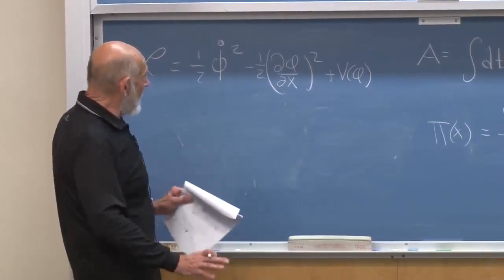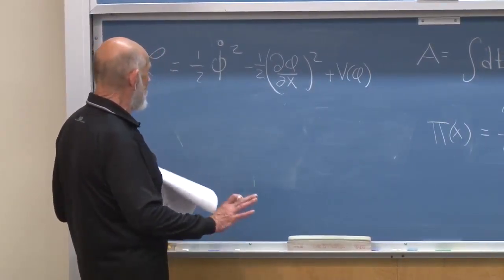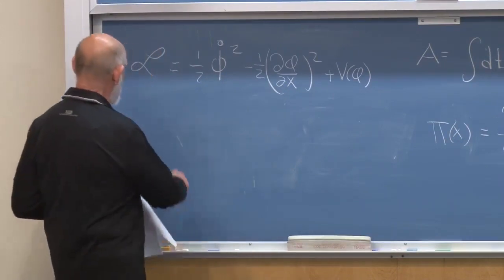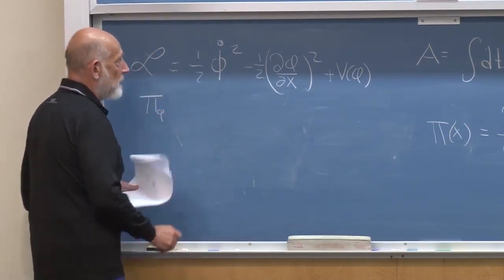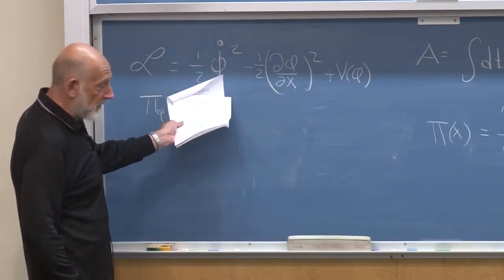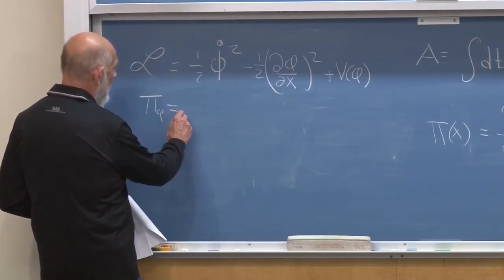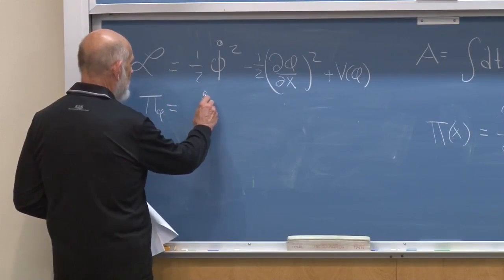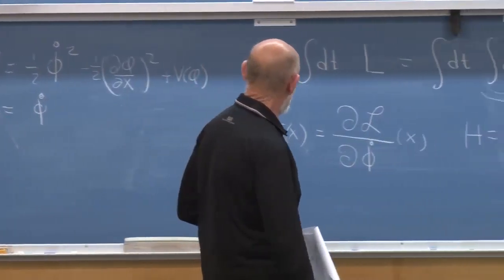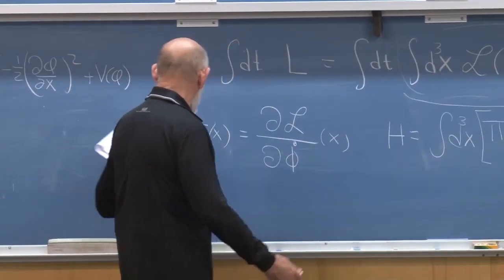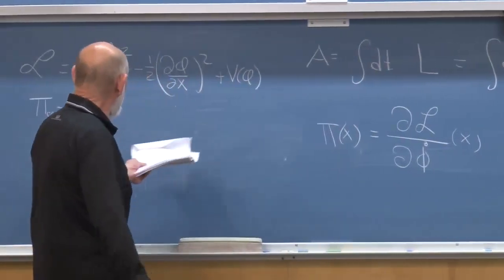Okay, let's now ask, what is pi sub phi? Pi sub phi is the derivative of the Lagrangian with respect to phi dot. And that's just phi dot. It's pretty easy. Pi sub phi, or just pi, is just plain phi dot.